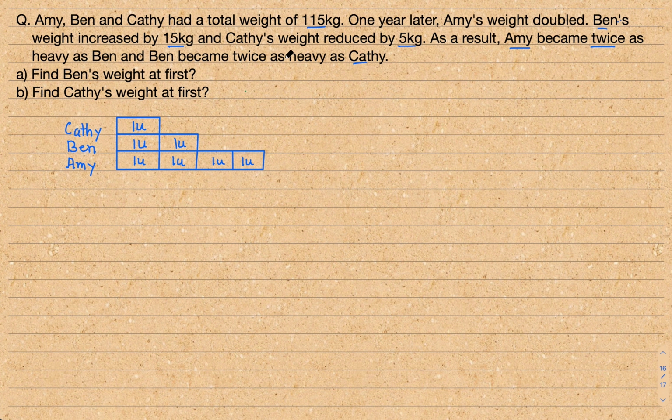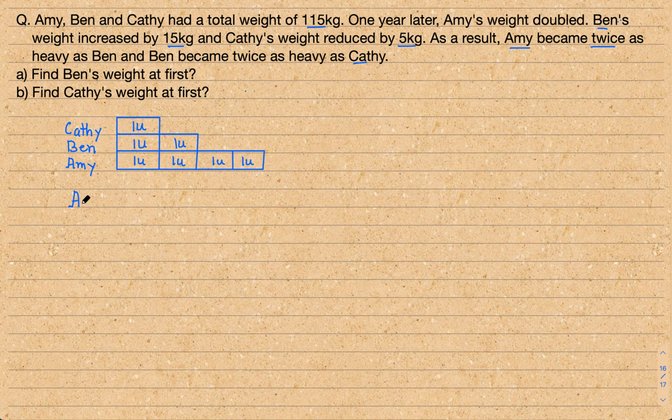See, the total weight given here is for at first. It was 1 year before, right? This 115 is not the weight after 1 year. It is the total weight of the 3 of them before 1 year, right? So we need to find out what was their weight in terms of units 1 year ago. At first, how much was their weight? So let's try to find out.